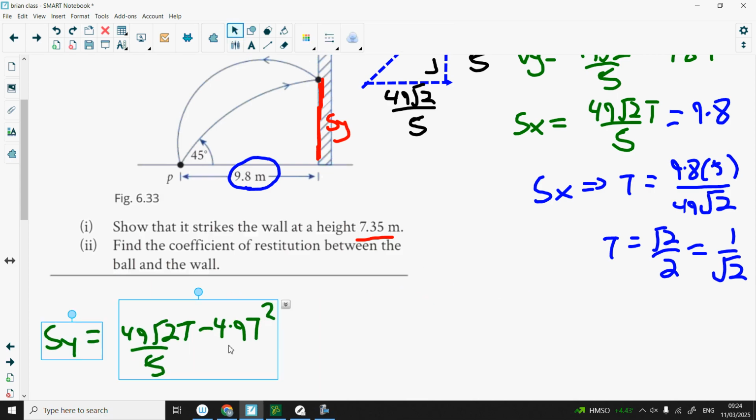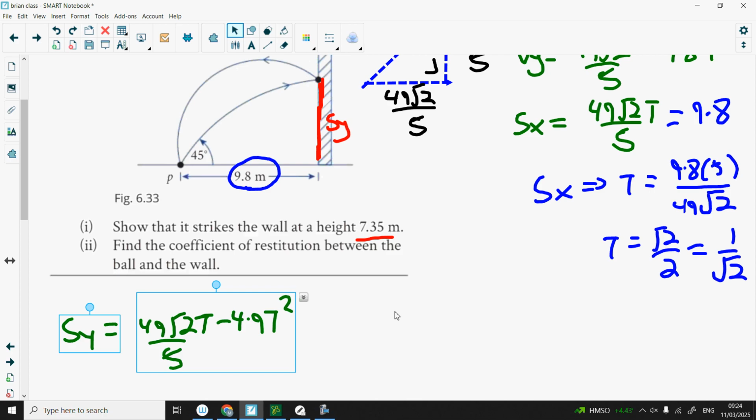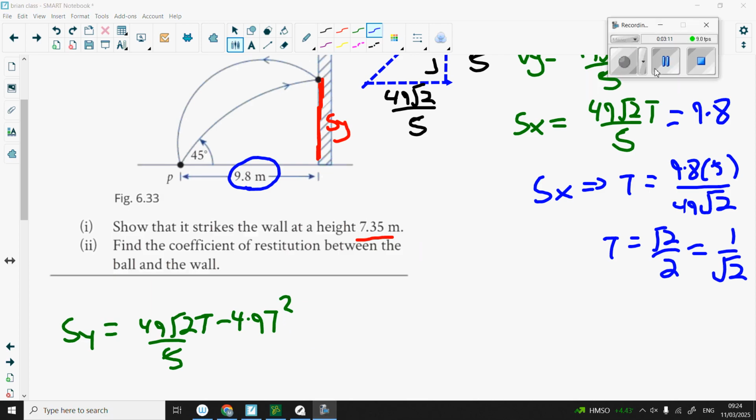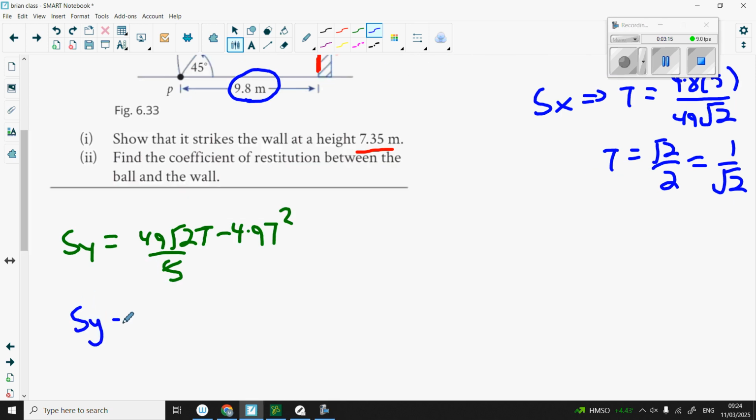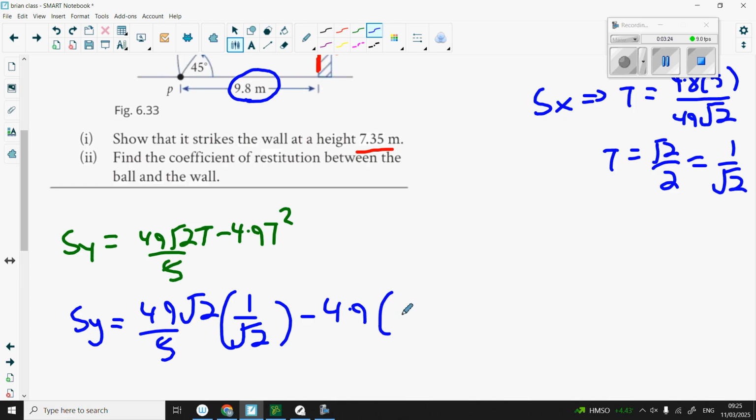What are we going to do with its t value? Sub in the Sy out. All right. So let's do Sy equals 49 over 5 root 2 times 1 over root 2 minus 4.9 times 1 over root 2 squared. Now if you throw all that into the calculator, I'm hoping we get 7.35.